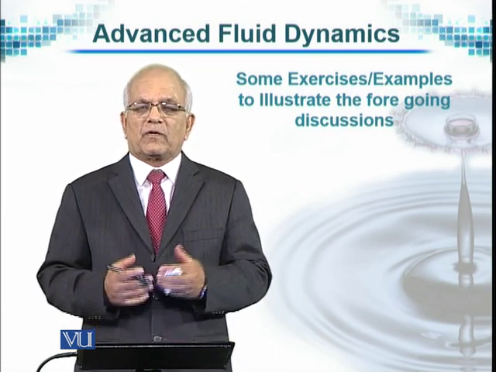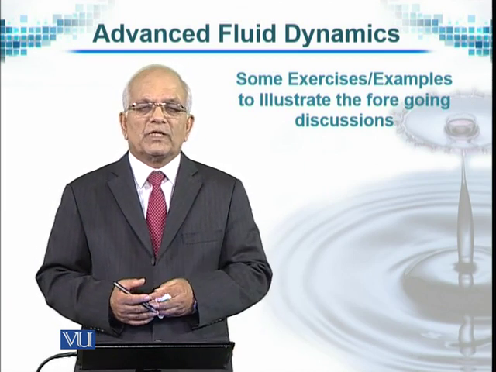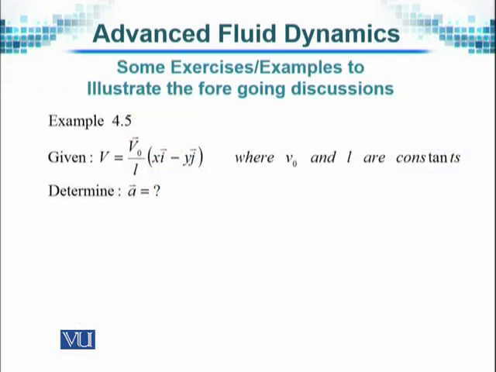We will be using that equation to determine the acceleration field of a given question, just as we did for streamlines, streak lines and path lines. So in an example, if the velocity vector V is equal to V naught over L into x i minus y j, where i and j are unit vectors in x and y directions, and V naught and L are constant values, we need to determine the vector A, and vector A here means the acceleration field.